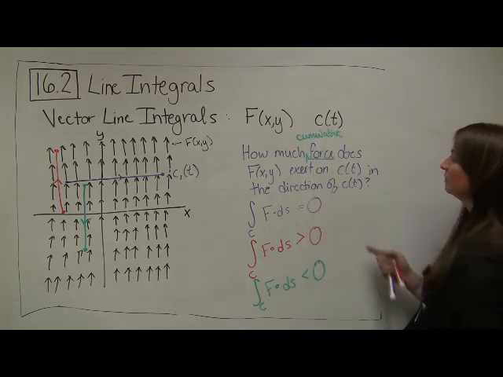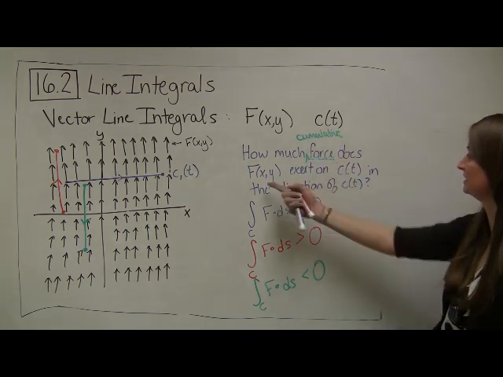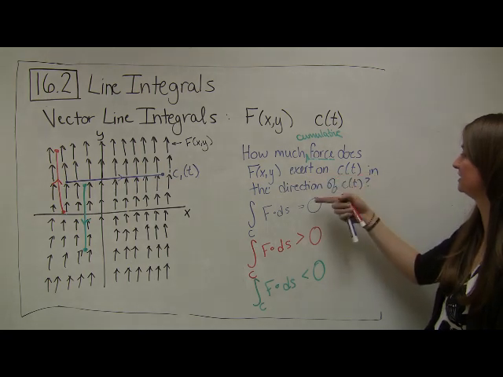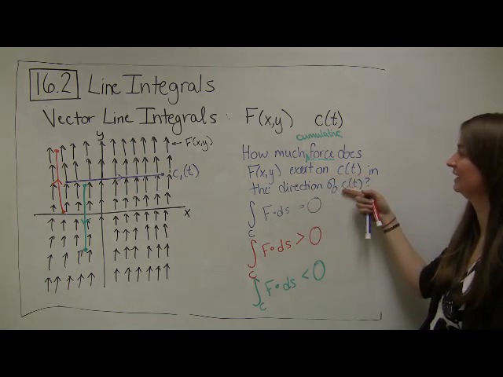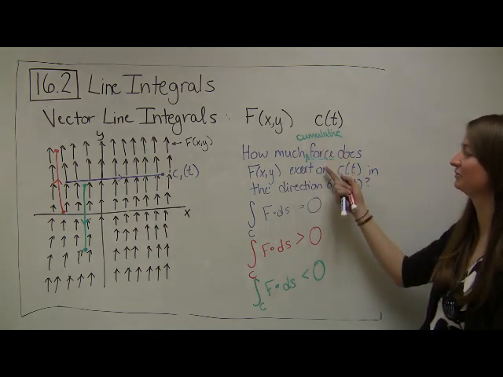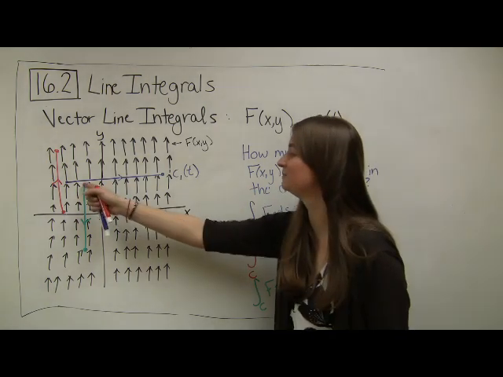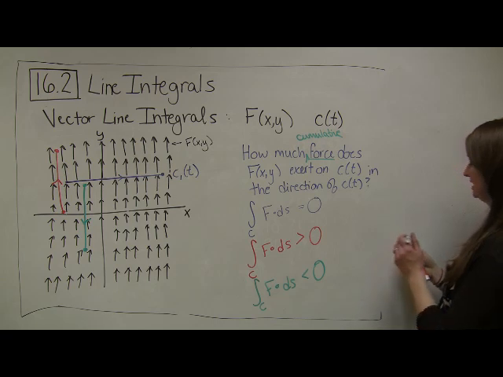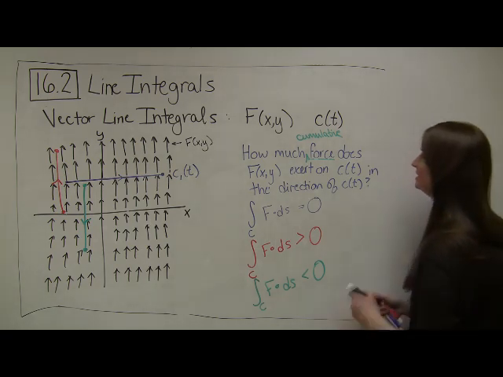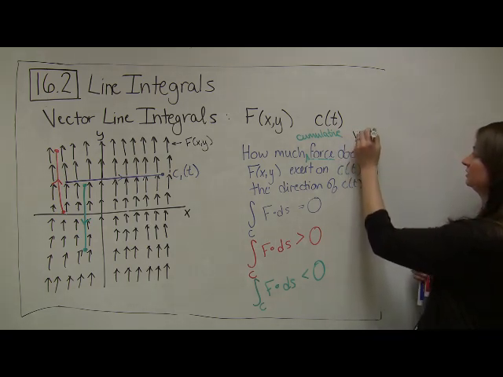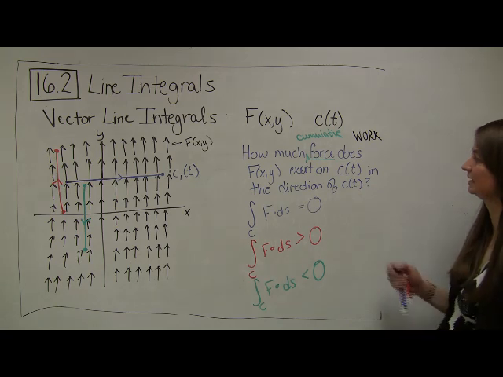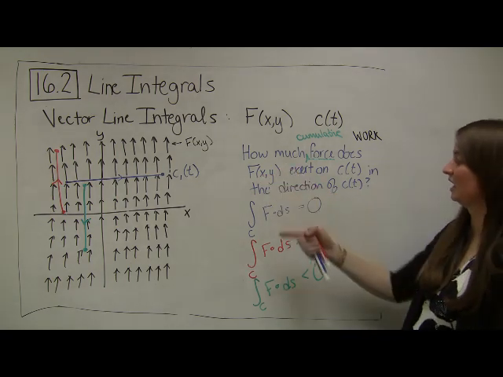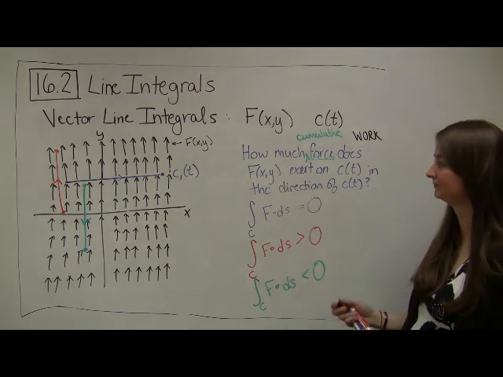When I say force, really what I should say is cumulative force. How much cumulative force does this vector field exert on c of t in the direction of c of t? And what's our other word for cumulative force? How much force is being done as I travel along some certain period of time? One way that physicists call that is work. How much work is being done by my vector field as I travel along my path?